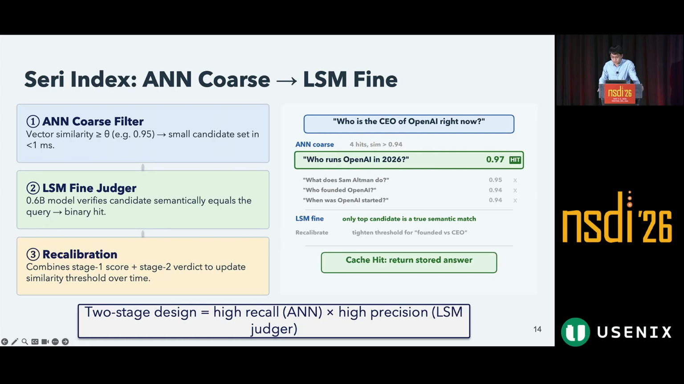The second fix is a retrieval pipeline. Here, based on this, we introduce our tiered index. It has 3 stages. First is a regular ANN retrieval process.